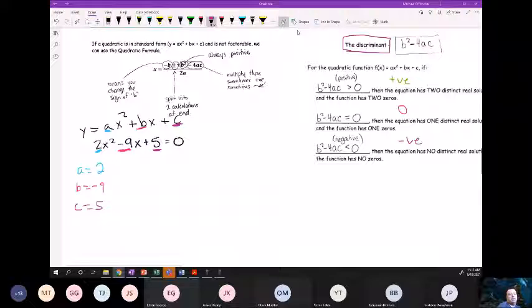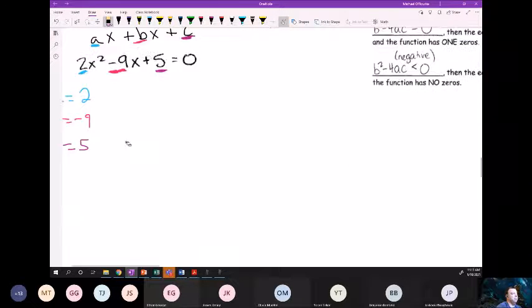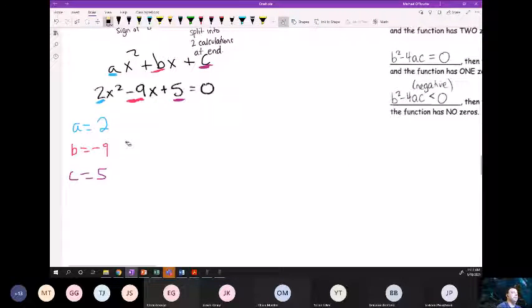All right, so any quadratic has an x squared, an x, and a number. Okay? We're going to go through this a bunch of times. So you can see here 2x squared, negative 9x plus 5. The original formula here, in terms of variables, is ax squared plus bx plus c.